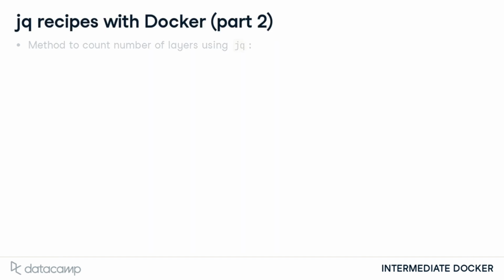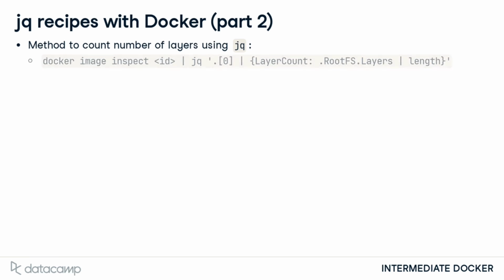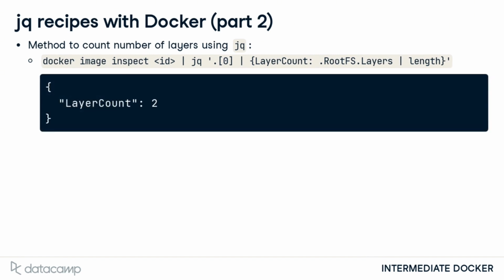A second example is more complex, where we use jq to count the number of layers present in an image. In this case, our initial command is the same as before, but the recipe fed to jq is different. The open bracket 0 close bracket is the same, but it's piped to layer_count: .rootfs.layers pipe symbol length. This tells jq to look for the layers array in the rootfs section and determine the length of that array. It then returns it as the layer_count: 2 entry as seen below. jq is a very powerful tool with many capabilities that we don't cover here.